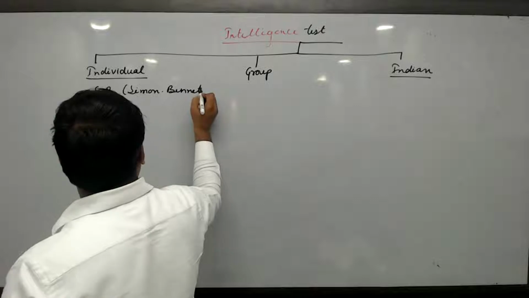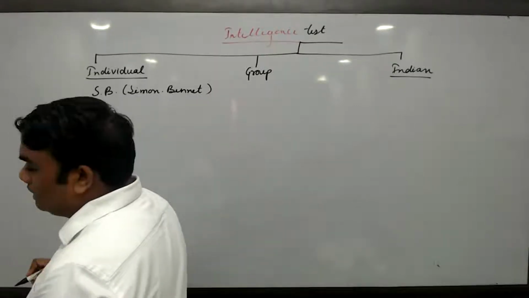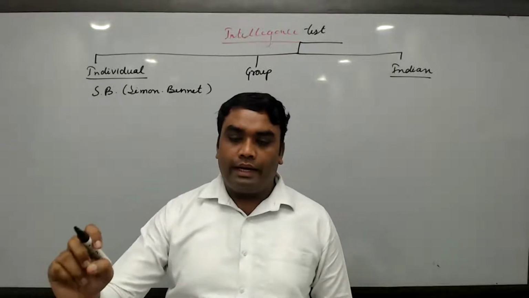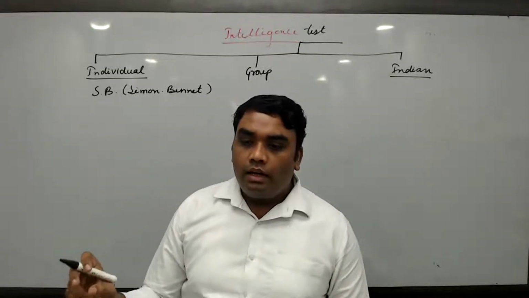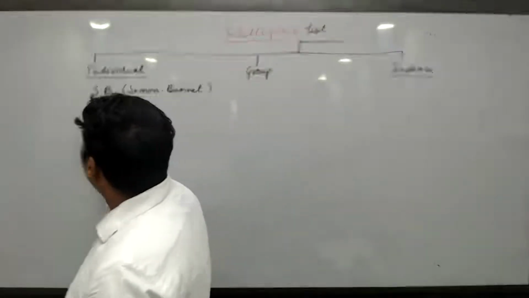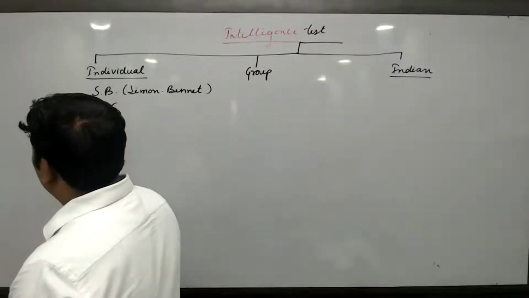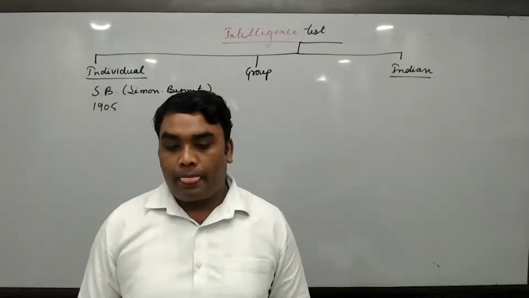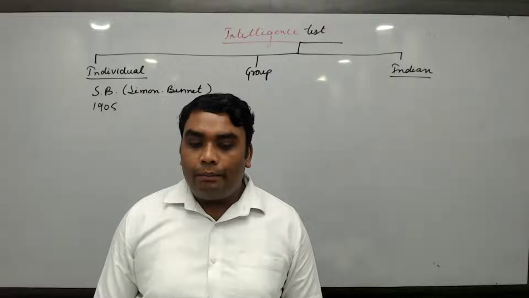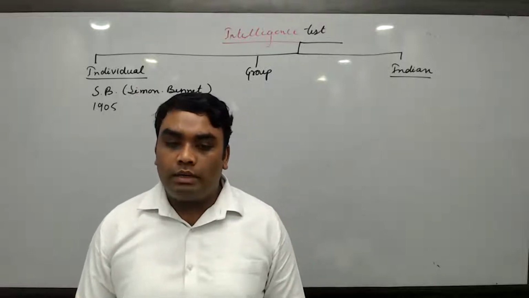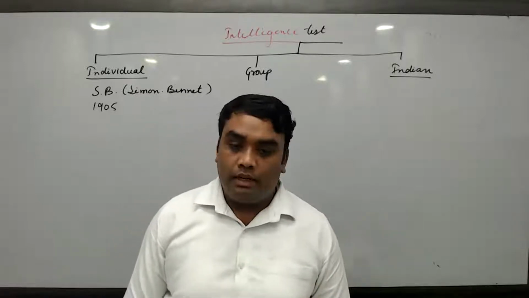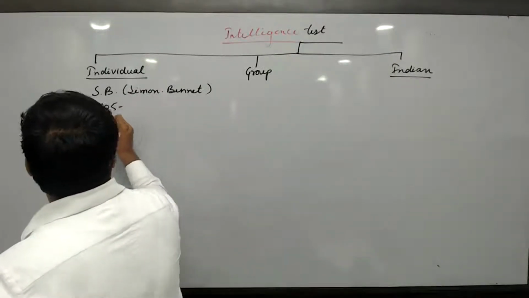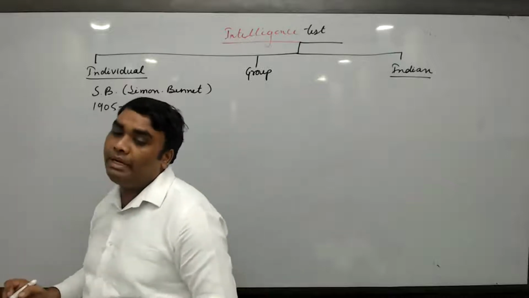This is basically the SB test, an individual test. So you can write about this. This test was made in 1905. Getting my points? Because there is one important concept, that is the IQ concept, right? So in 1905, this test was made by Binet.